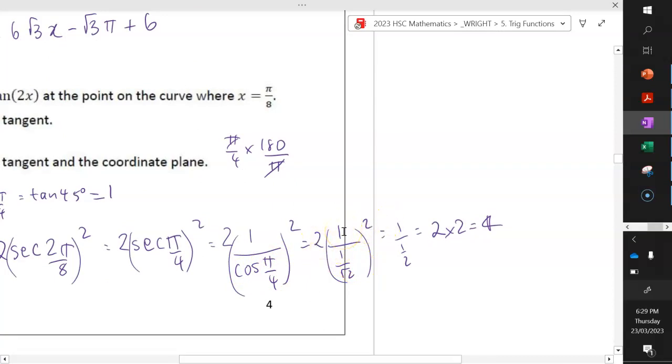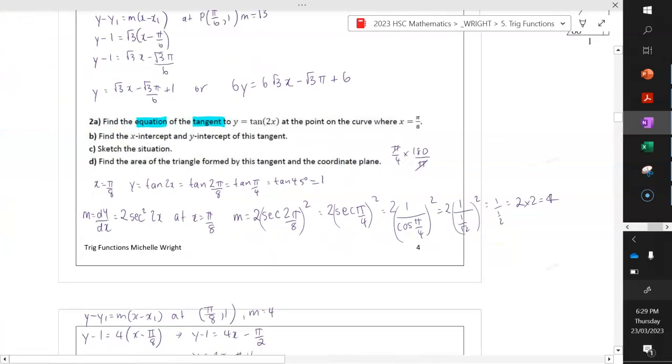We square that. Well, you can pop this in your calculator, this would work, but I'm not going to. I'm going to square my top, which is 1, and square my bottom, which is a half. And remember, when we're dividing by a fraction, we're multiplying by the reciprocal. So the 2 stays out the front, and this half flips upside down to become 1 times 2 over 1, which is 2. And we end up with 4 as our gradient. So we now have our x and y value and our 4.